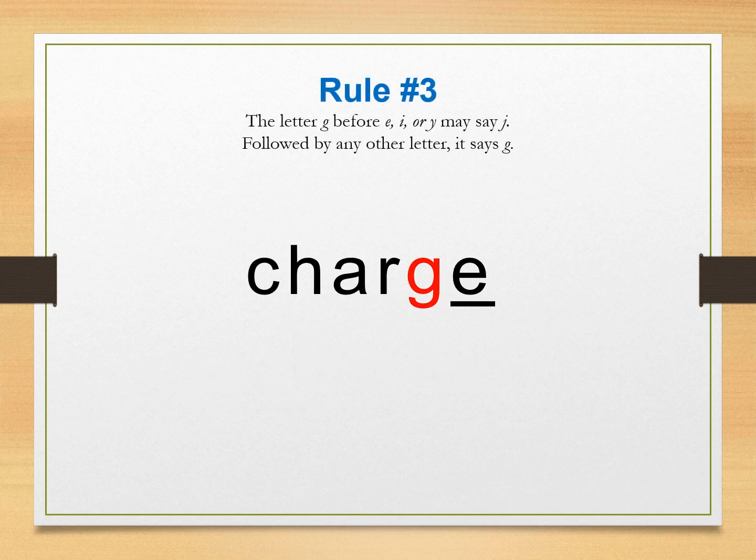The letter G before E, I, or Y may say J, followed by any other letter, it says G. Now, if we didn't have this silent final E on the end of charge, it would say charg. And what's a charg? That's not even a word. So we've got to keep that E so that our G can say J.